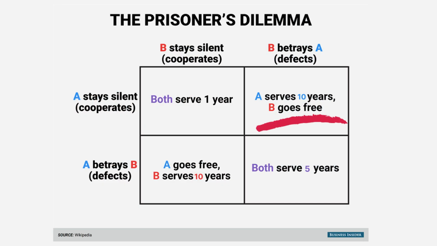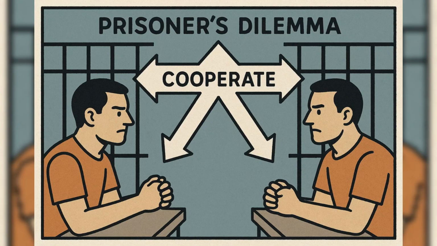If one betrays the other and the other stays silent, the betrayer walks free and the silent one serves a long sentence, say 10 years. If both betray each other, they both get a moderate punishment, maybe 5 years each. But if both stay silent, they get the lightest sentence for the minor crime, perhaps just 1 year each. The dilemma: trust or betray.